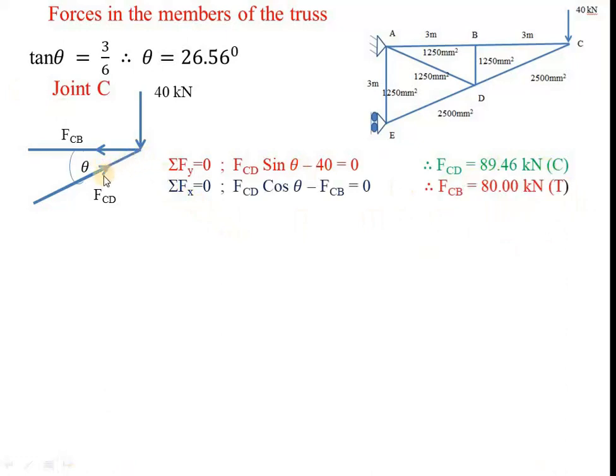If you write sigma Fx equals 0, this is towards right, so FCD cos theta, and this is left, minus FCB equals 0. Substituting the value of FCD as 89.46 and theta as 26.56, you will get FCB equals 80 kilonewton. The assumed direction is right, that's why you have got positive, which means it is away from the joint, it is a tension. Now if you take the joint B, there are 1, 2, 3 members meeting. Three members are meeting, but one is calculated from joint C, FCB, which we have called tension.